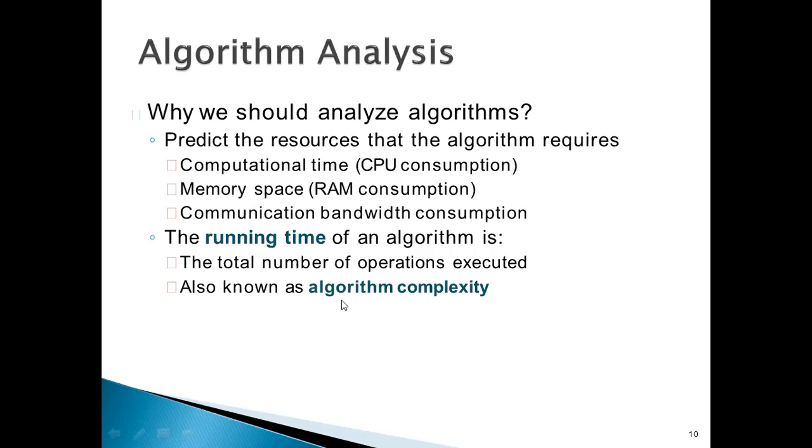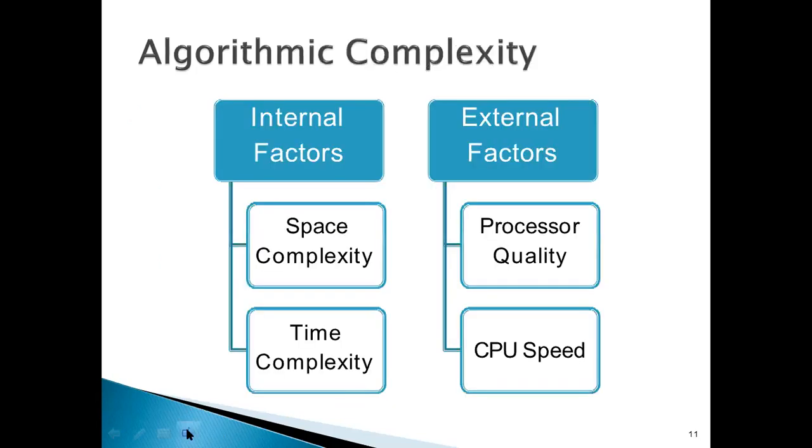The running time of an algorithm, the total number of operations executed, is known as the algorithm complexity. Okay, so we'll see it properly. These are the two major factors of algorithmic complexity. We have seen algorithm analysis, in which we are going to concentrate on algorithmic complexity, that is two factors, internal factors and external factors.